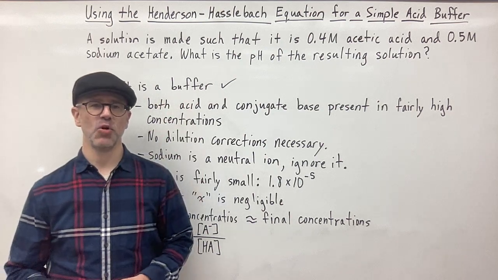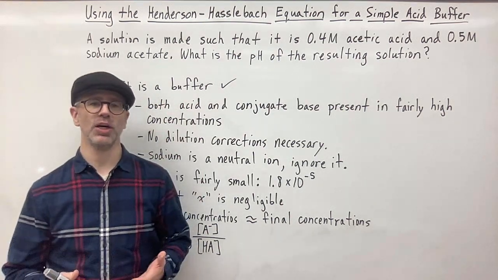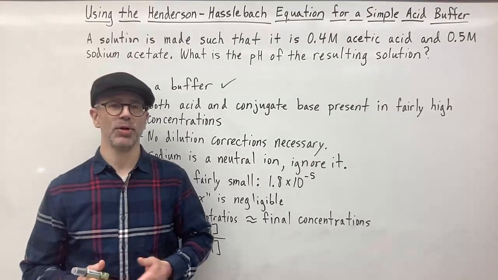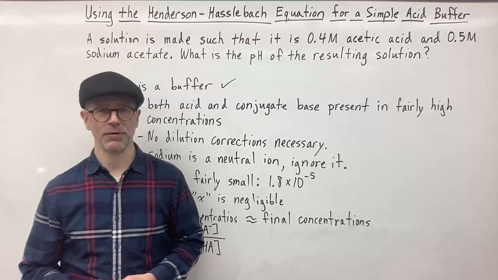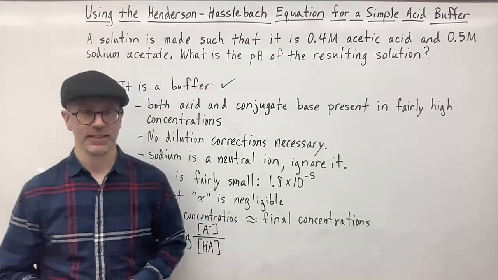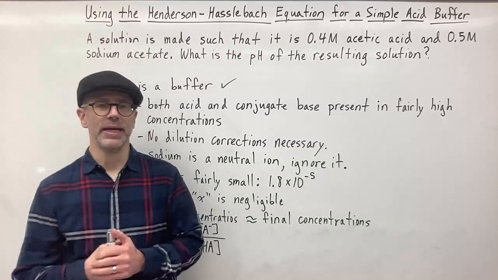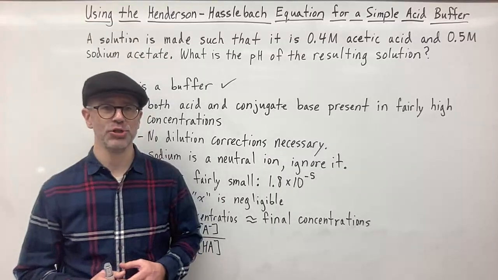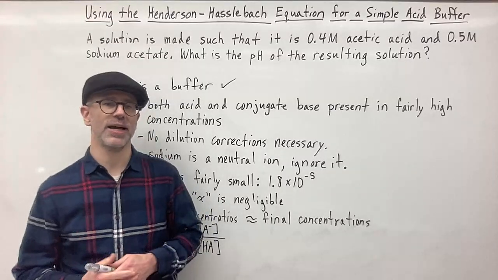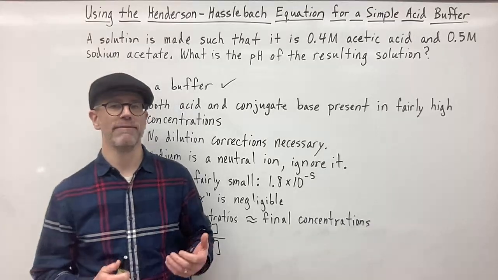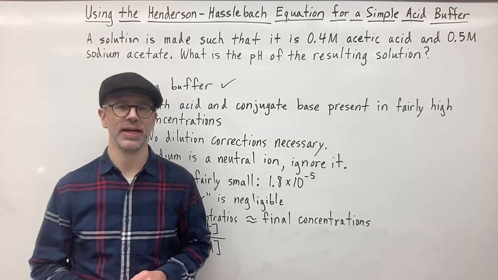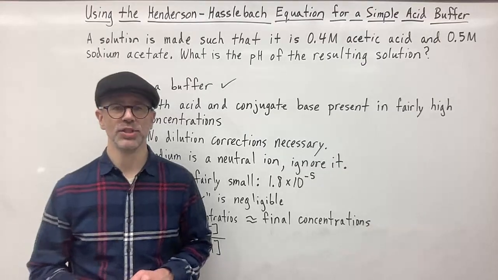My name is Mr. Kovalt, and in this video we're going to go over an example of using the Henderson-Hasselbalch equation for a simple acid buffer solution. So let's get into this. Here's the question. We have a solution that is made such that it is 0.4 molar acetic acid and 0.5 molar sodium acetate. What is the pH of the resulting solution?